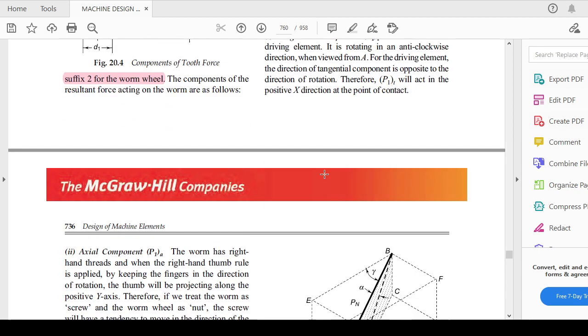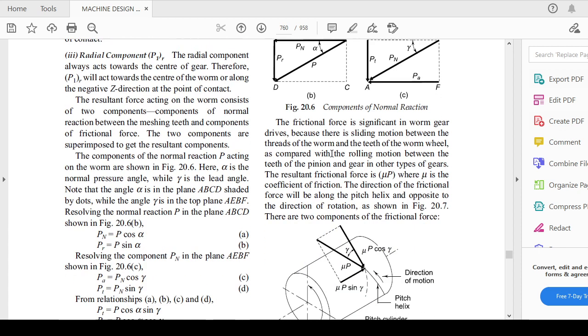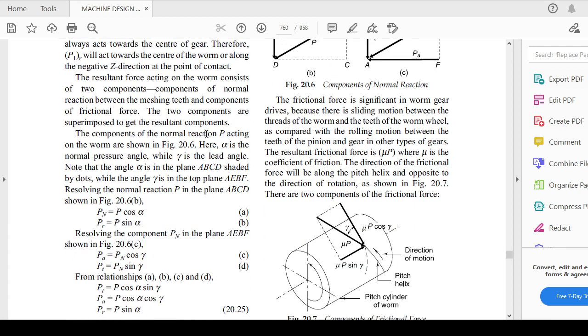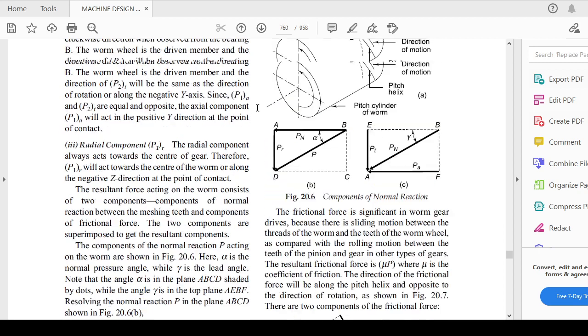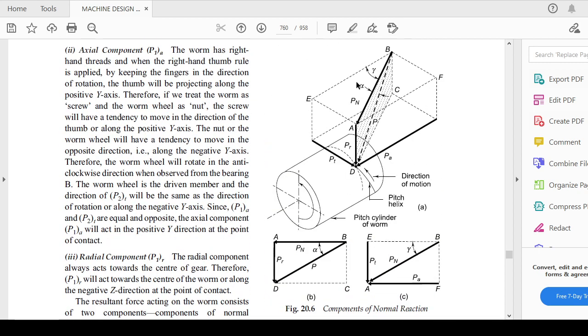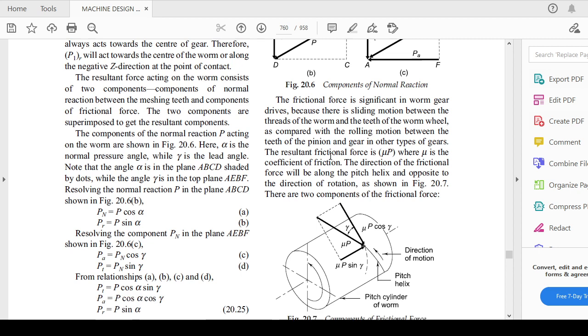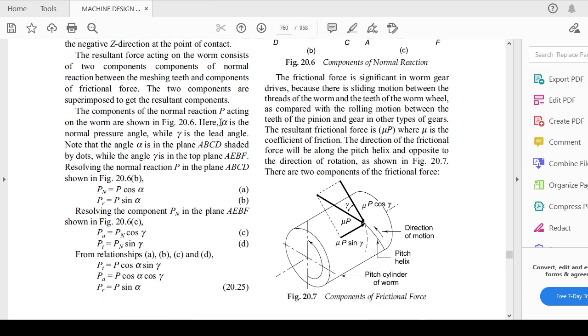Now let's see the formulas related to these three loads. The normal reaction P acting on the worm, as you can see in the picture, is this normal load P, the dotted line, at an angle alpha, where alpha is the normal pressure angle, while gamma is the lead angle. This alpha gives you the plane ABCD shaded by the dots. With the help of this reaction P, you can evaluate the normal load Pn, which equals P cos alpha, while the radial load equals P sin alpha.